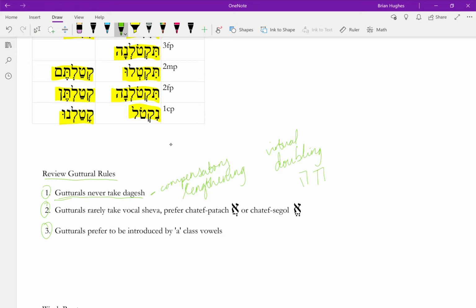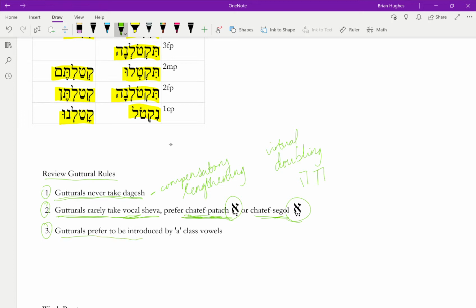So gutturals never take dagesh. Second, they rarely take vocal shewa. This is something we're going to see affect our verb paradigms, and they prefer chatef patach or chatef segol. Chatef patach by far is the most preferred one among the gutturals. Chatef segol makes its appearance every now and then, but they don't really like the shorter vocal shewa. They prefer a slightly longer pronunciation with these chatefs.